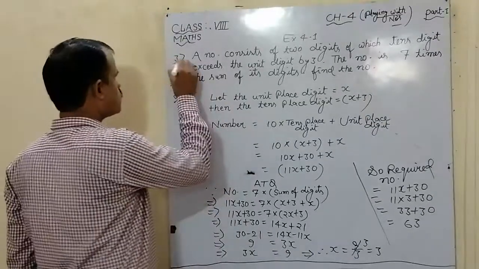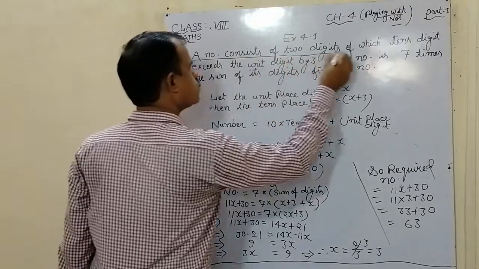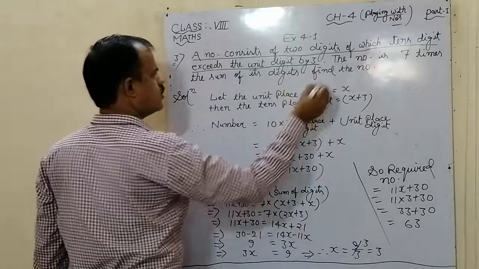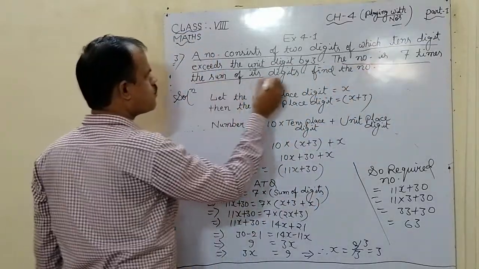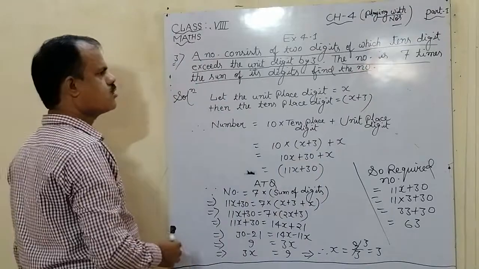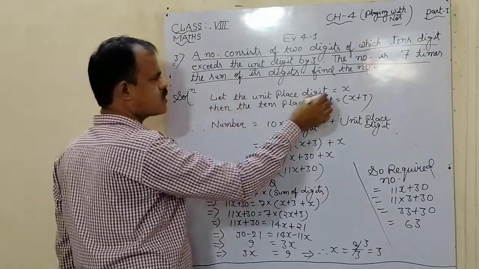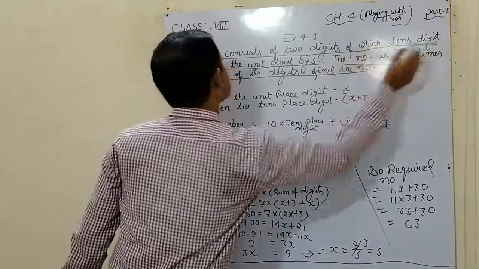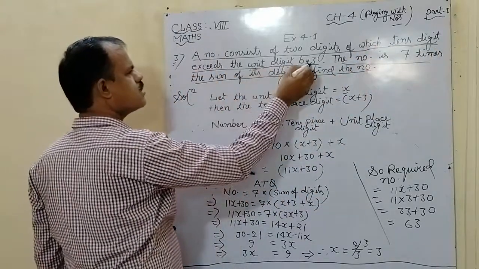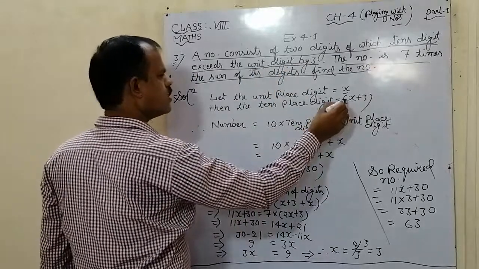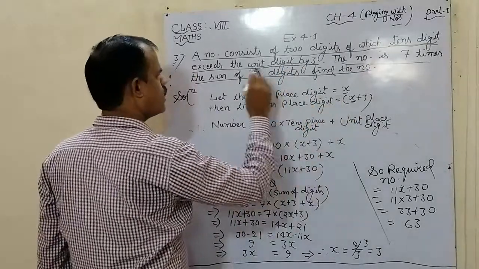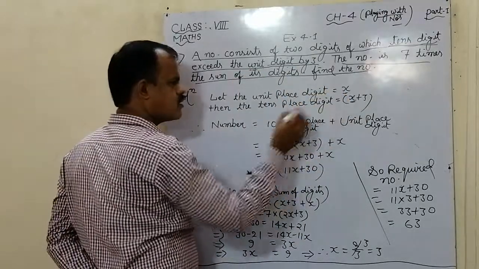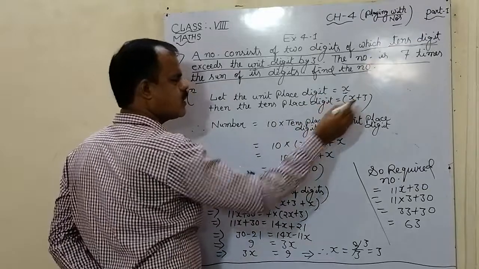Yes students, question number 3. A number consists of two digits of which tens digit exceeds the unit digit by 3. The number is 7 times the sum of its digits. Find the number. So students, first we let the unit place digit be x. Then look here, tens place digit exceeds the unit digit by 3. Means unit digit is x and it exceeds by 3, so x plus 3. So unit digit x, then tens digit x plus 3.